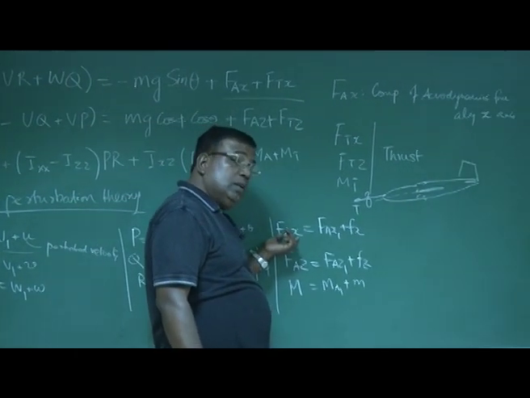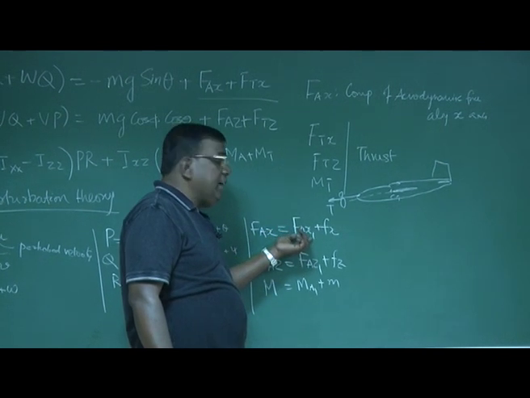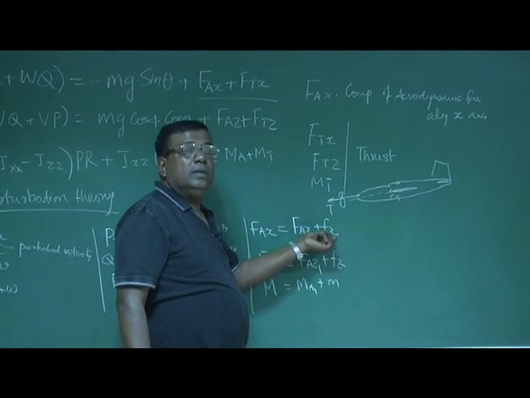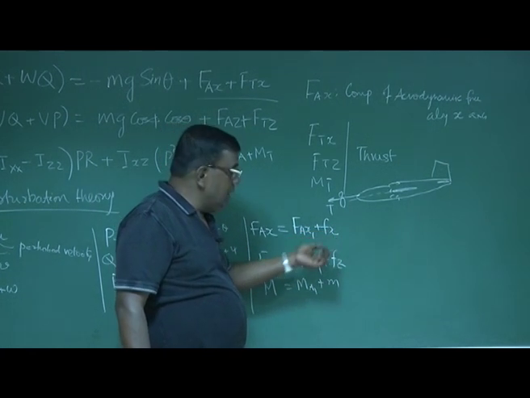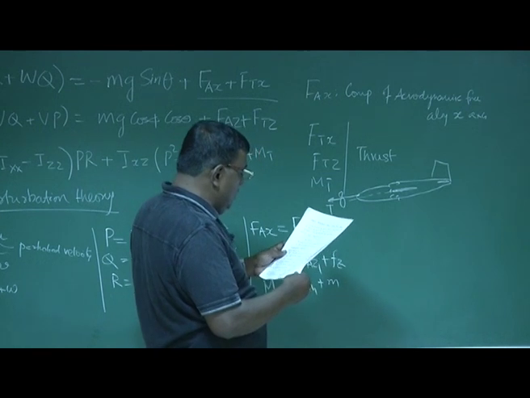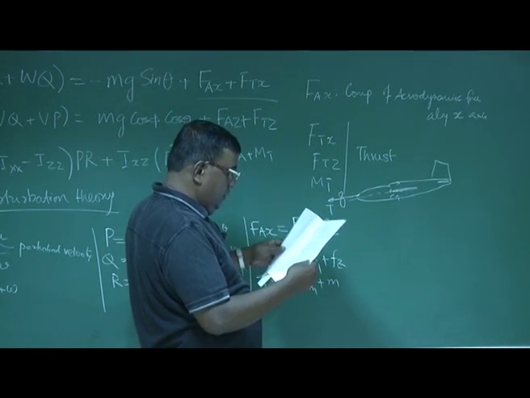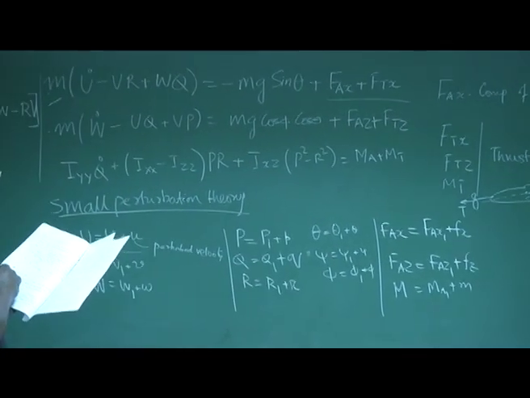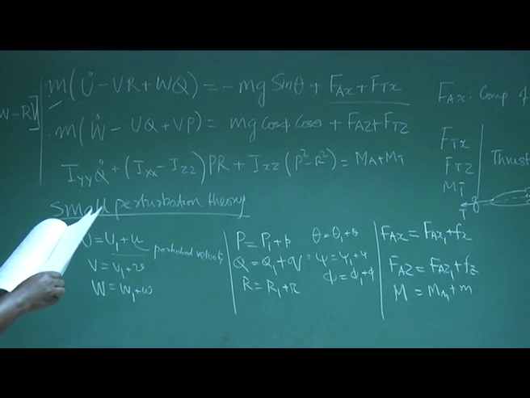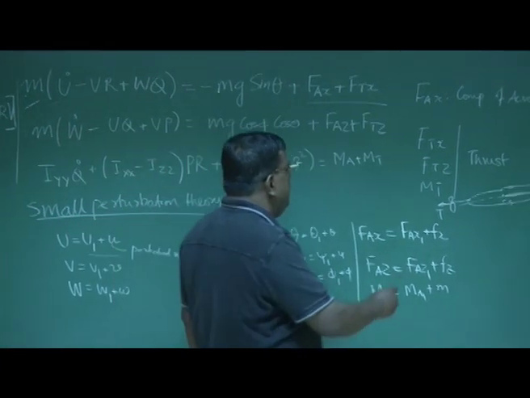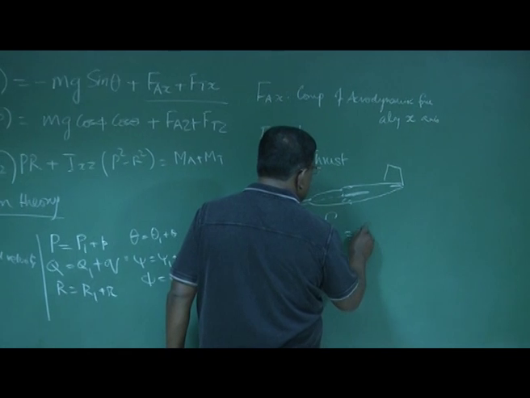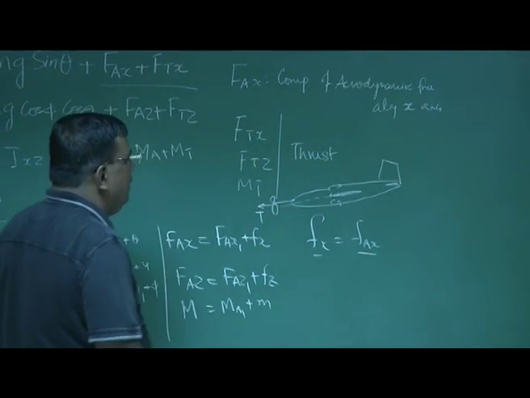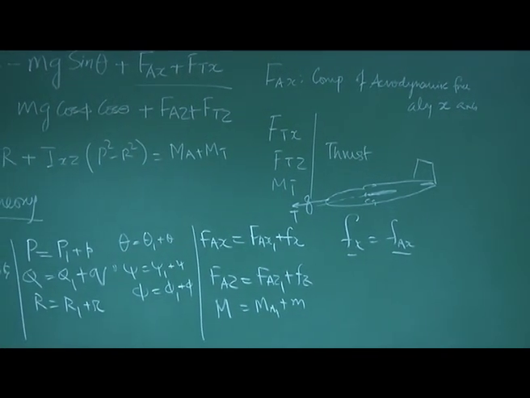If I write f(x) total after perturbation, it is f(x1), that is whatever force is there at steady state, plus the perturbed aerodynamic force. Sometimes, just to avoid confusion, we will be stressing the conventions, the signs, in a manner that you feel very comfortable. Many books will write fx as fax small x, assuming that this is only because of perturbations, only because of aerodynamic force.